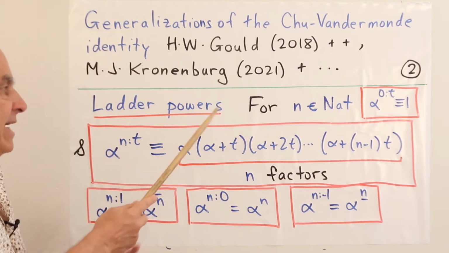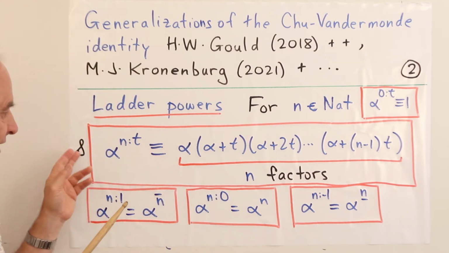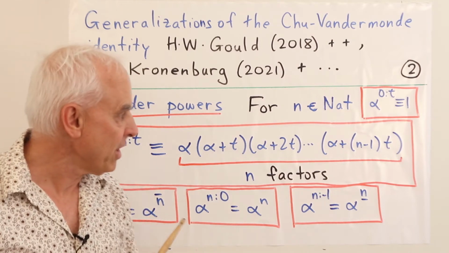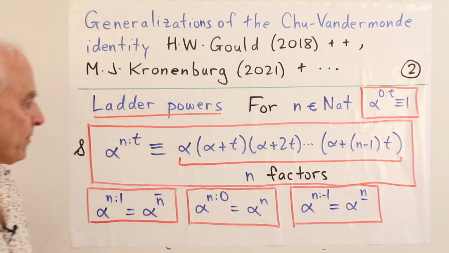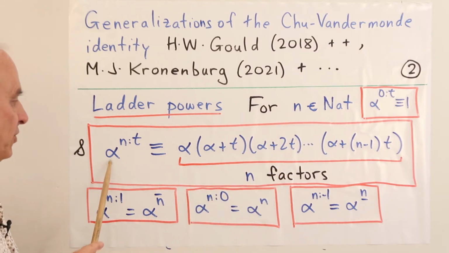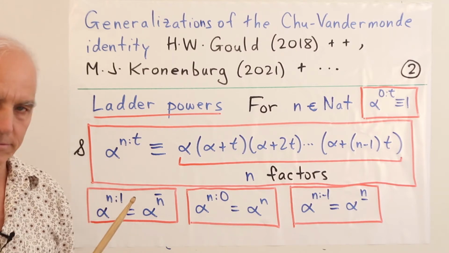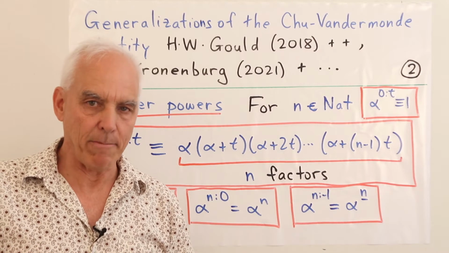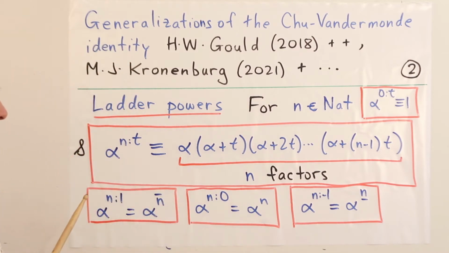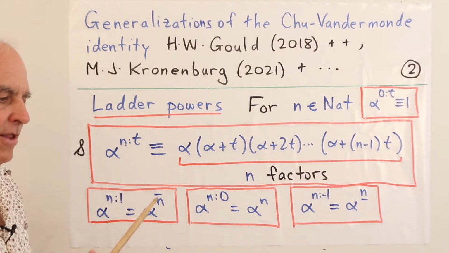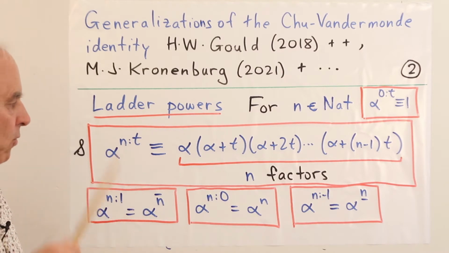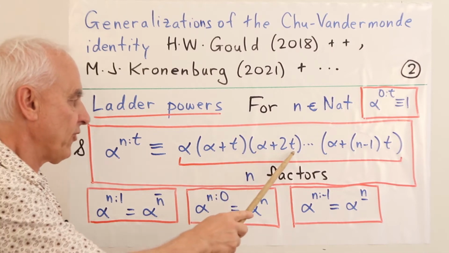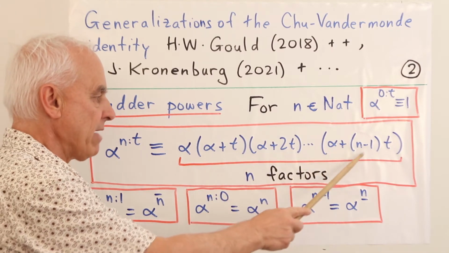We're going to call these, say, ladder powers. So I'm going to introduce a little bit of new terminology that looks a little bit funny, so bear with me. For n a natural number, we're going to introduce alpha to the n colon t. Alpha is, as usual, our standard Pauli number, and this is some kind of variant on the power alpha to the n. What it is is alpha times alpha plus t times alpha plus 2t, all the way up to alpha plus n minus 1 times t.